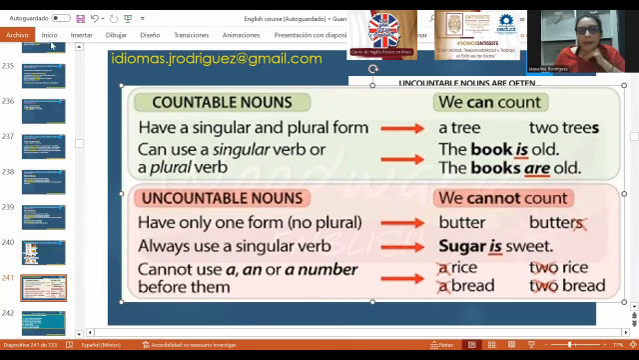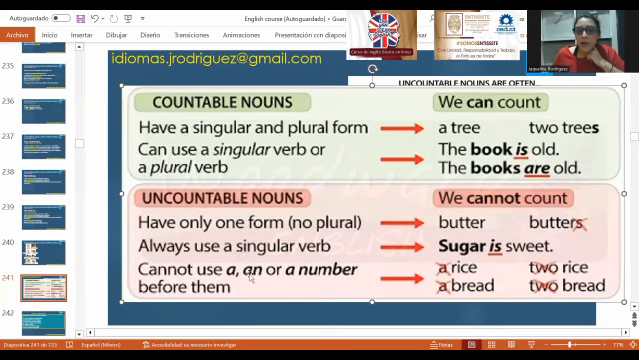¿Ok? Now, what happened with uncountable nouns? Then, I have only one form, not plurals. Tengo solo una palabra, no plurales, like butter, not butters. Always we use a singular verb. Siempre voy a usar is. ¿Por qué? Porque no tengo un plural, ¿no? Aunque tenga mucha información, no voy a usar information, are, no. Always in singular, like sugar. Sugar is sweet. El azúcar es dulce.